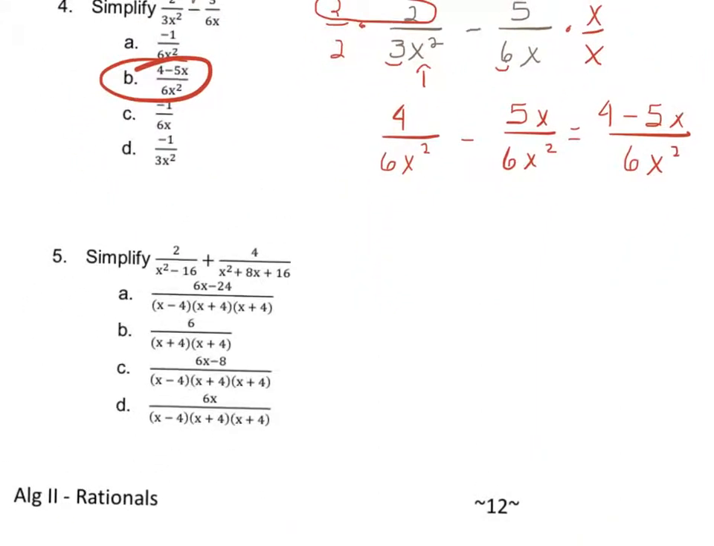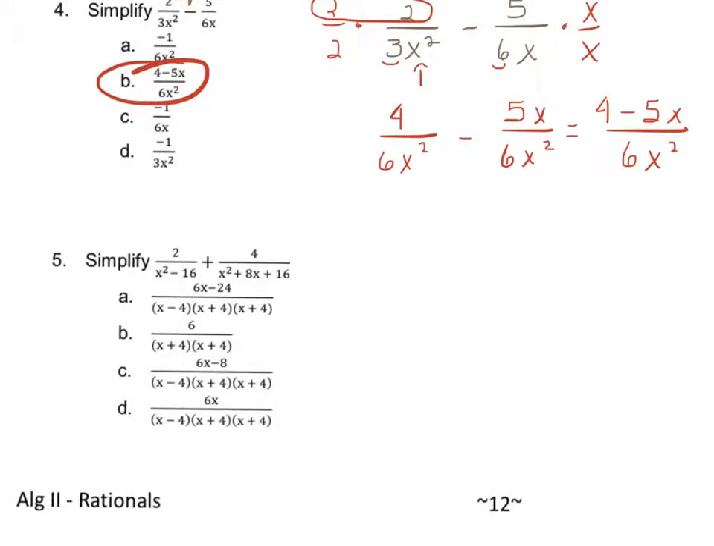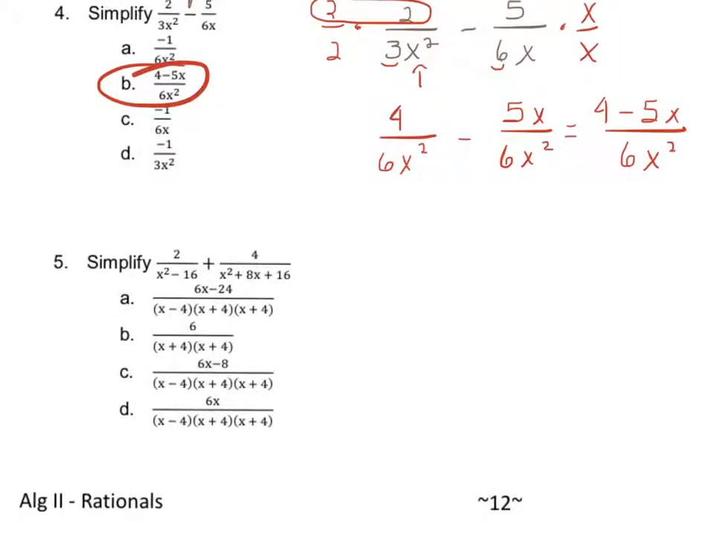And problem number 5, the last one on this page. I'll do each page in its own video. A big addition problem, so I'm going to have to get common denominators. So step 1, see what's in the denominators, get them factored. There's x squared minus 16 factored, and the other one looks like x plus 4, x plus 4.